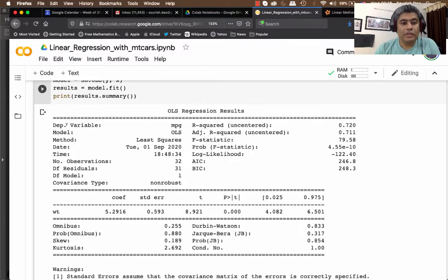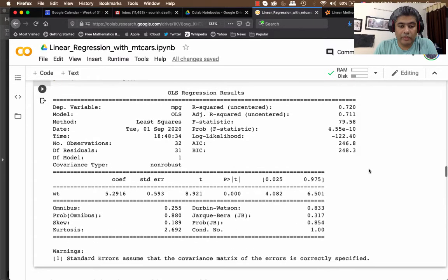Now what is the dependent variable? Dependent variable is miles per gallon. So they have fitted the OLS model, the least squares method. Number of observations is 32. Degrees of freedom of residuals is 31. Model degrees of freedom is 1, because you have two parameters, so 2 minus 1. R square is 75%, adjusted R square 74.5%. Log likelihood is negative 80.015. AIC is 166.0, BIC is 170.4.